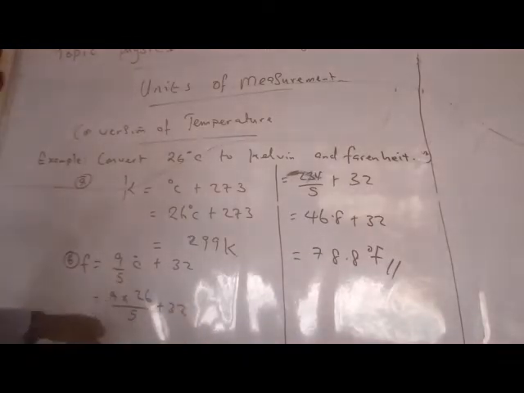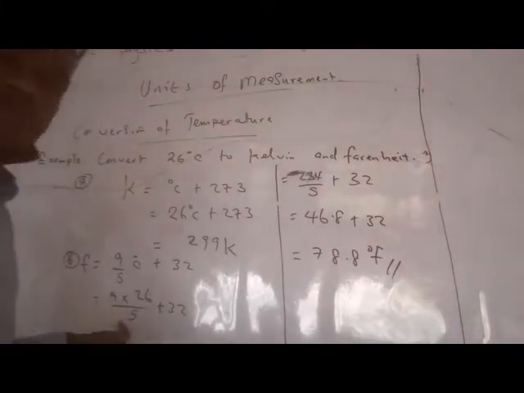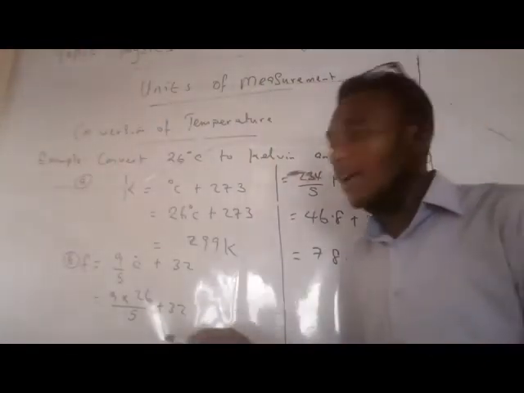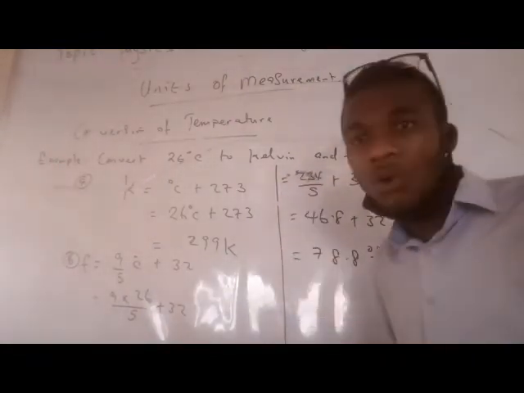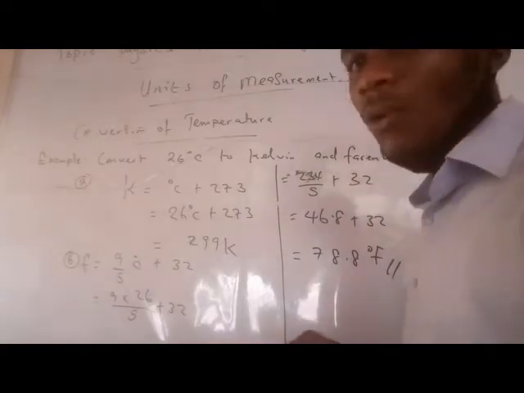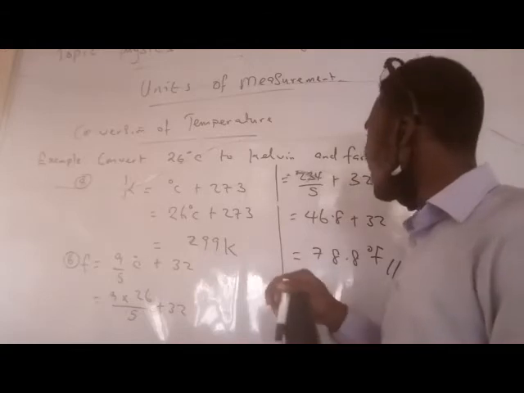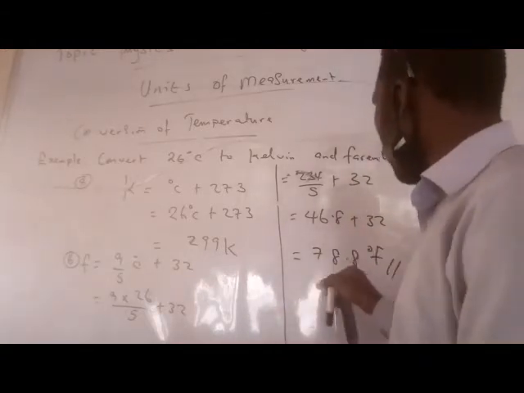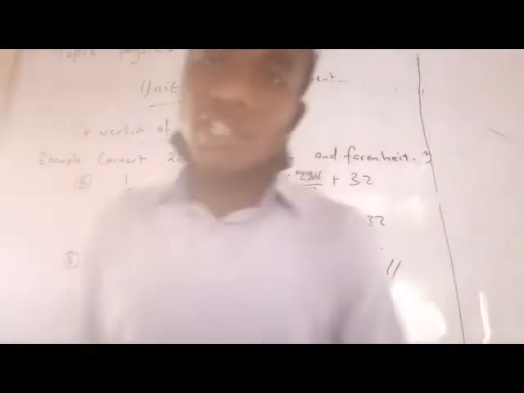So what you need to do is multiply your 26 by 9. When you multiply your 26 by 9, you divide what you get by 5. And what you get by 5, you add it to 32. Now, 26 times 9 should give you 234. 234 divided by 5 should give you around 46.8. 46.8 plus 32 should give you what? 78.8 degrees Fahrenheit.